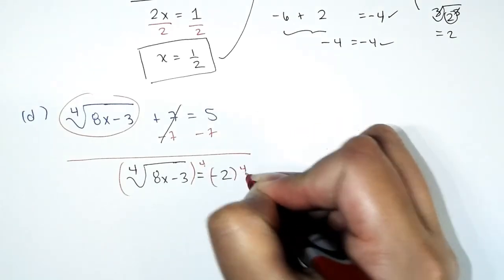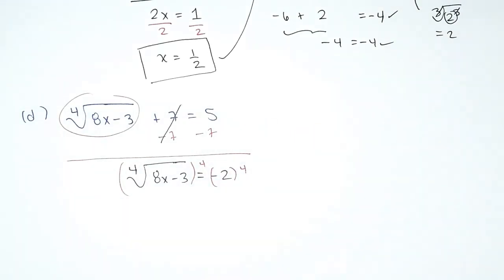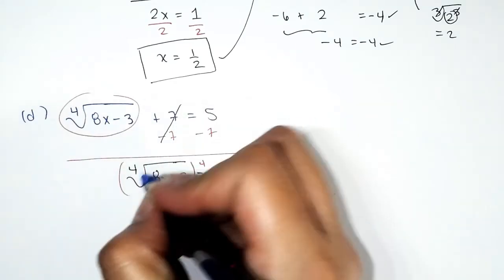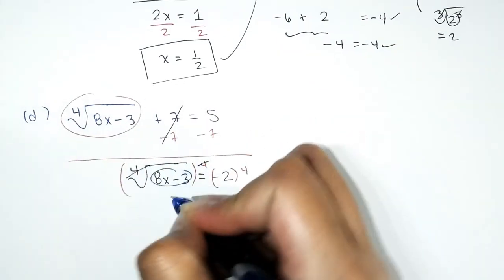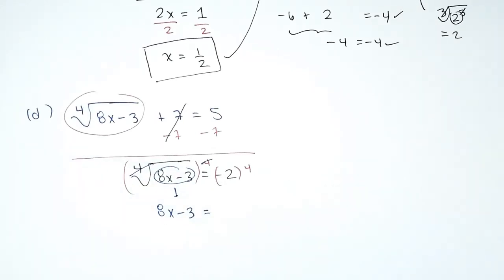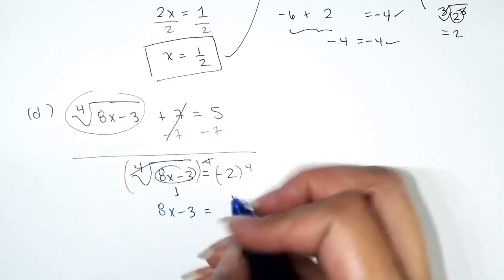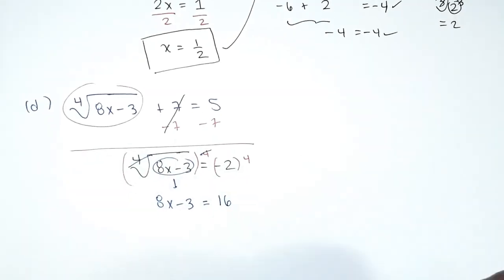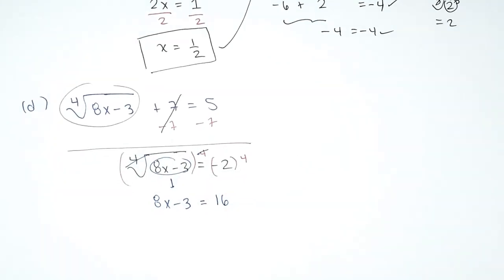So when we do that on the left side, index is 4, power is 4, they're going to go ahead and undo each other, and that will leave you with the radicand of 8x minus 3. You take your time on the right side, free-handed or punch it in, and the fourth power of -2 gives us 16. To finish it off, sorry, I was going too fast, okay?